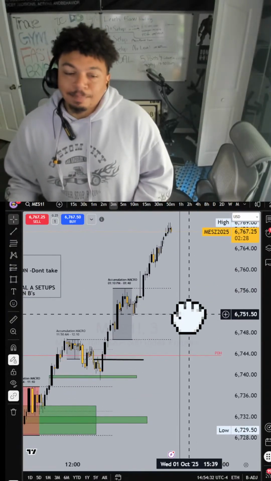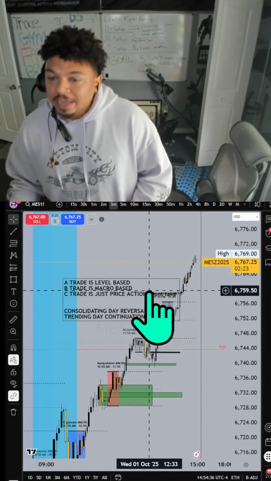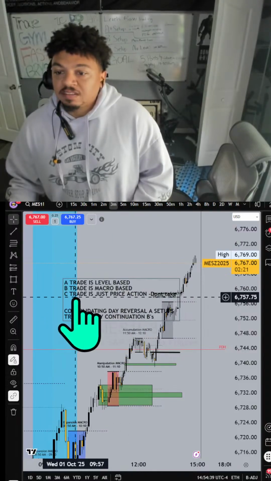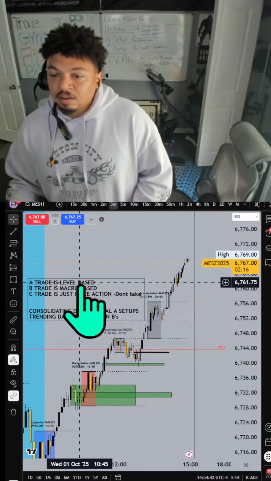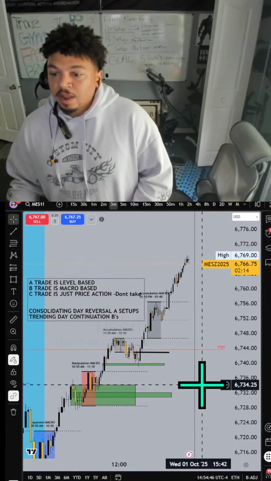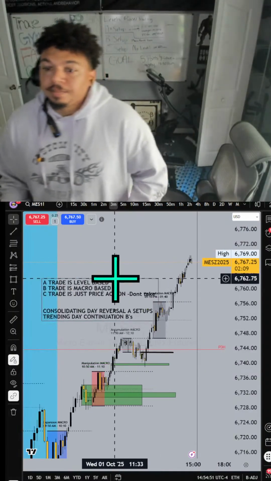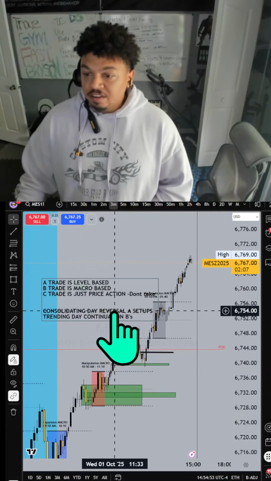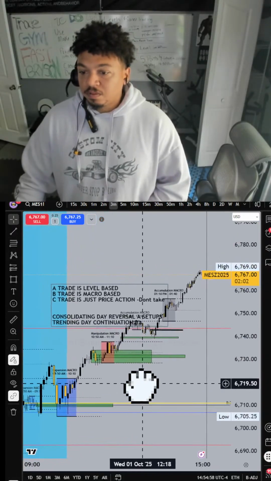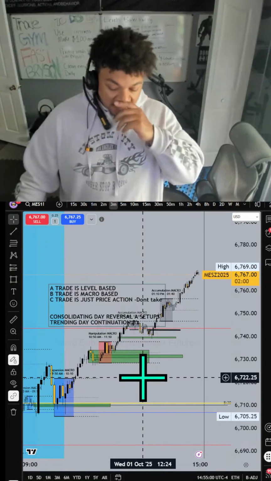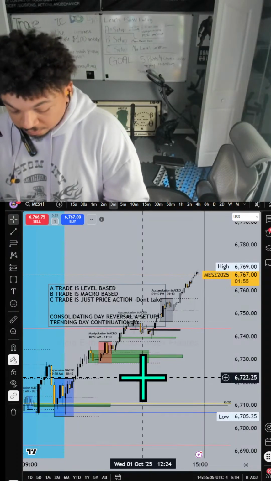It's a B and an A. It's an AB. Right? So A's: the trade is level based. B is macro based. C is just price action. This implies that price action trades are also A and B. It's already built in. Price action is built in. You should be looking for price action signals. But again, on the consolidation days, reversal A setups. On trending days, continuation B setups. That is the logic we have to get under control. How can we catch more continuation B setups?